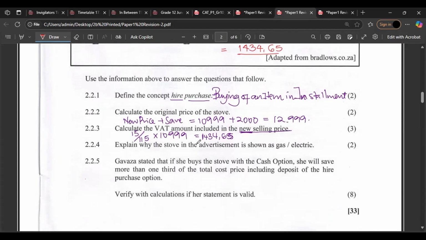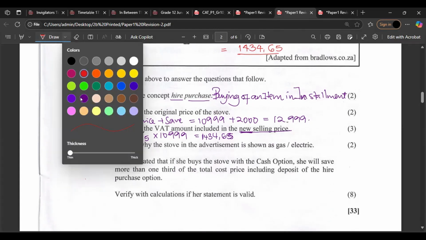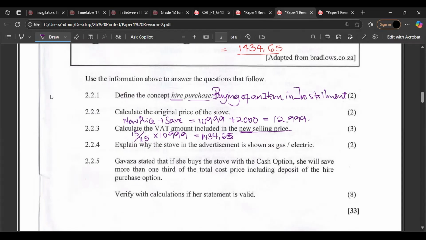Explain why the stove in the advertisement shows as gas slash electric. What does it simply mean? It means it's a dual stove, meaning it uses both gas and electricity. Suitable for load shedding. If you have no electricity, switch on your gas, you continue. If you've run out of electricity, gas will stand in for you. If you don't have gas, use electricity.